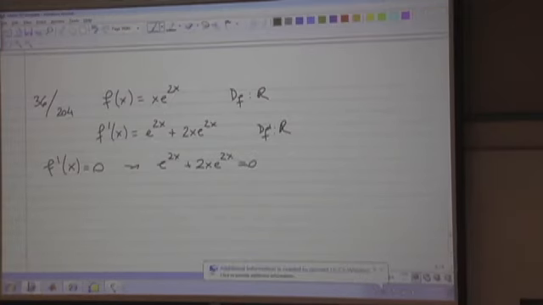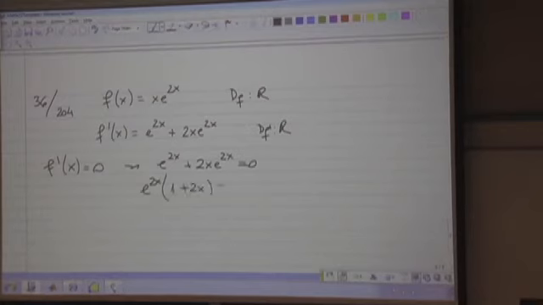And how do we solve these exponential problems? We try and factor something out. E to the 2x is always the lovely candidate, so I have 1 plus 2x is equal to 0. E to the 2x is always positive. And so the only way this is 0 is if 1 plus 2x is equal to 0, which means x is minus 1/2. Is that making sense?